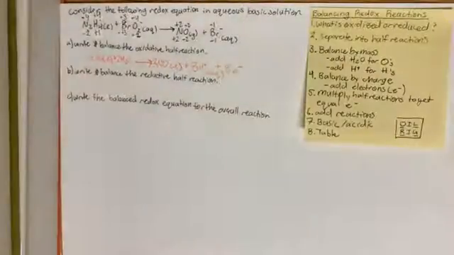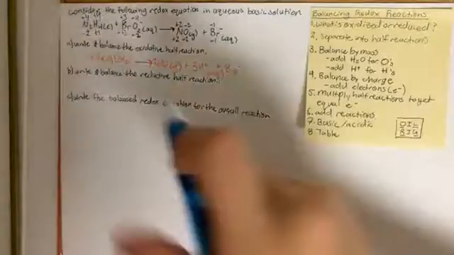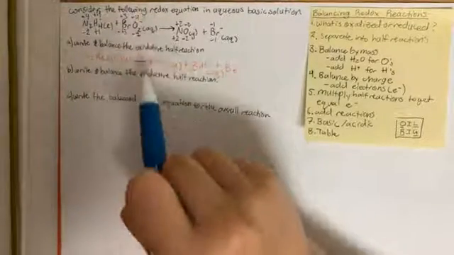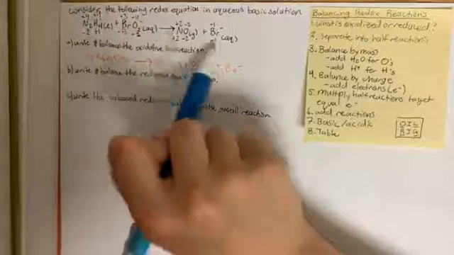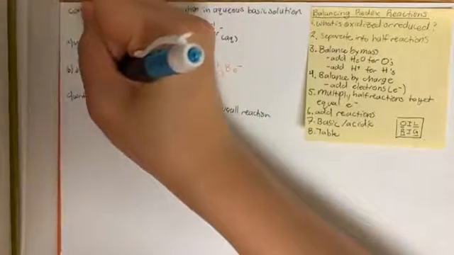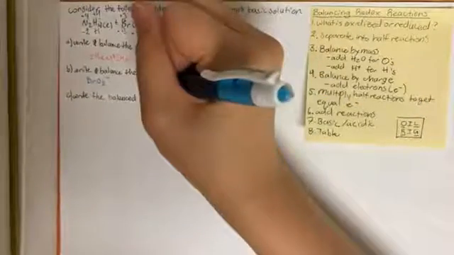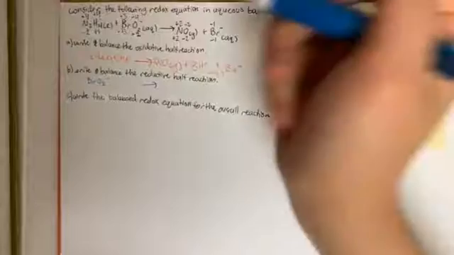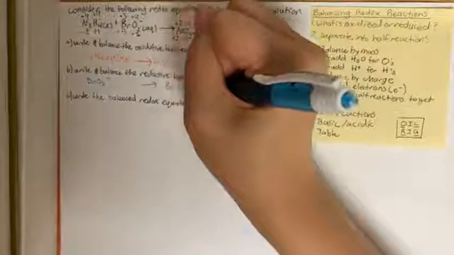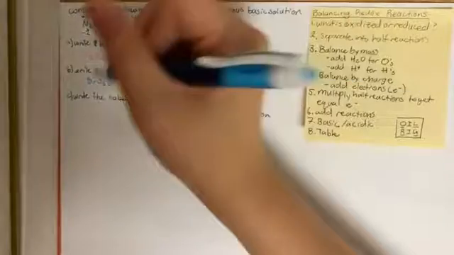Okay, now we'll do the reductive half reaction. The reductive half reaction is everything that has bromine in it, because bromine is the one that's gaining electrons. So let's write down everything with bromine in it. That is BrO2 minus goes to Br minus. Don't forget the states.